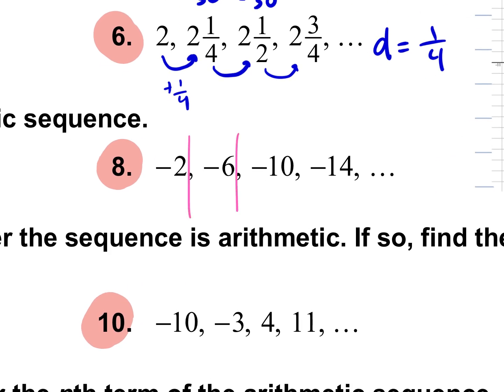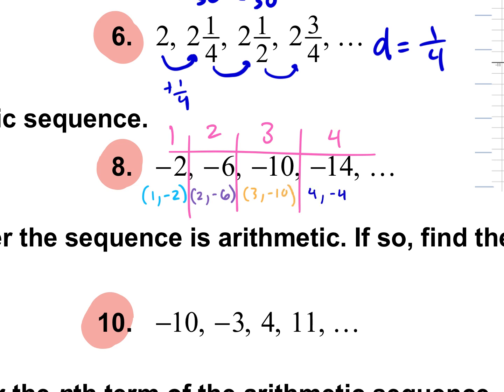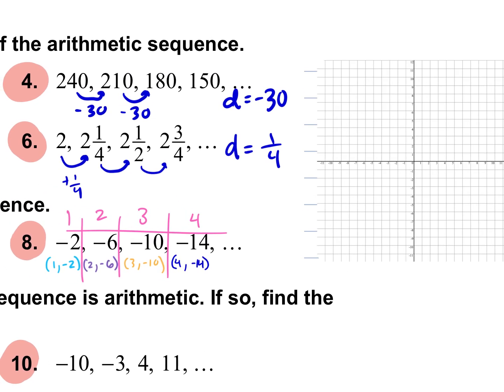So for 8, my first term would be -2. Second term is -6, third term is -10, and fourth term is -14. So here I would have (1, -2), (2, -6), (3, -10), and (4, -14) as my 4 points. So then we can go ahead and graph those. How would I graph 1, -2? So I go to the right 1 and then down 2. Perfect.